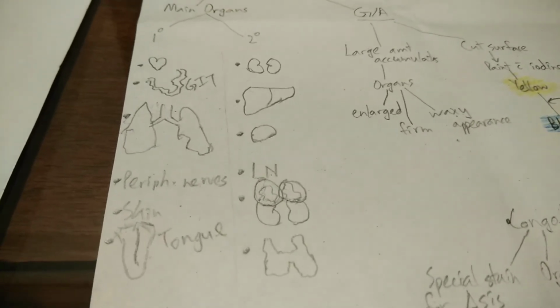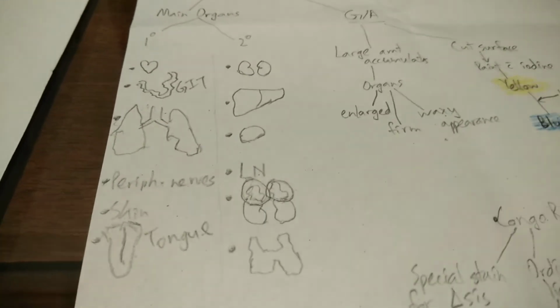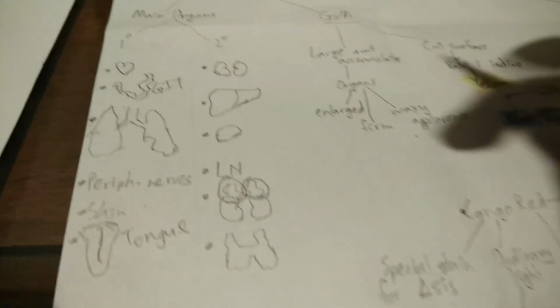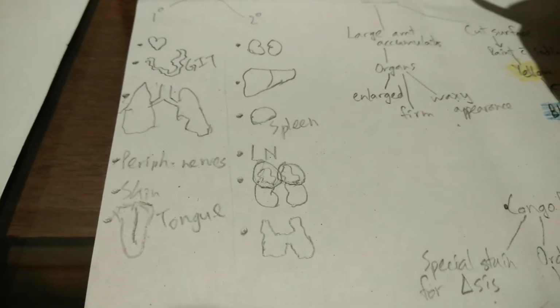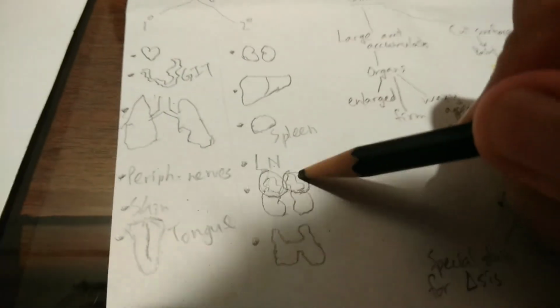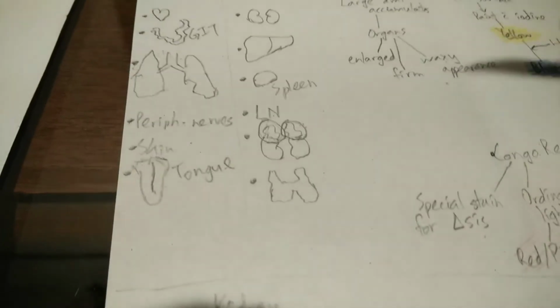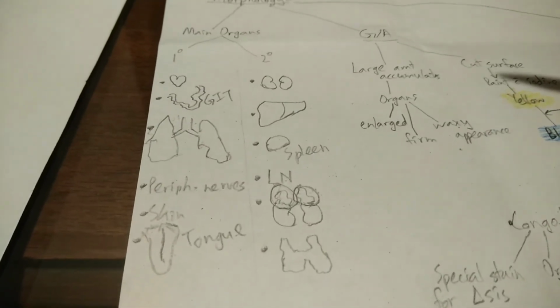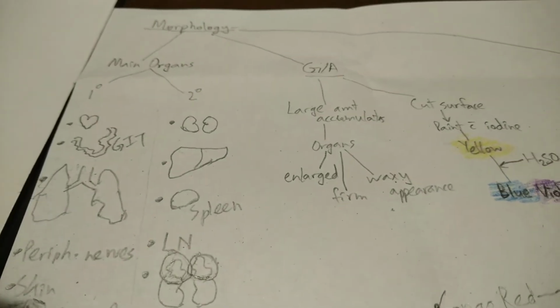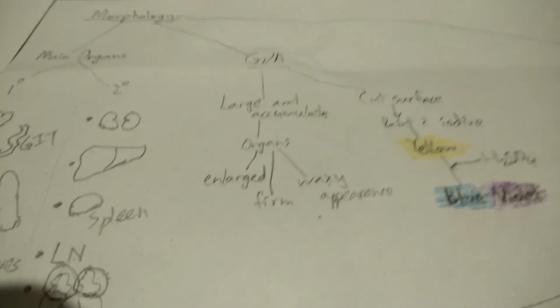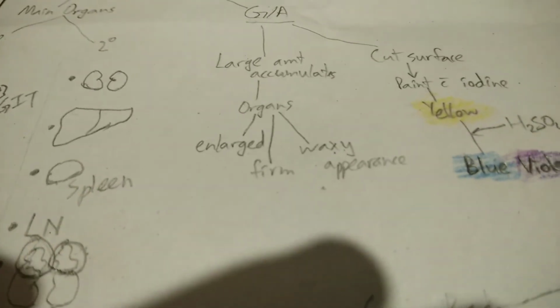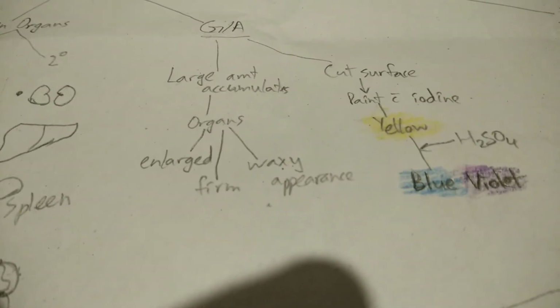In secondary amyloidosis, you find the kidneys, liver, spleen, that's my drawing of a spleen, lymph nodes, the adrenal glands, which are specifically circled over here, and the thyroid gland being affected the most. Now, on gross appearance, what do these affected organs look like? You find large amounts of protein accumulating in these organs, which causes them to be enlarged, firm, and have a waxy appearance.